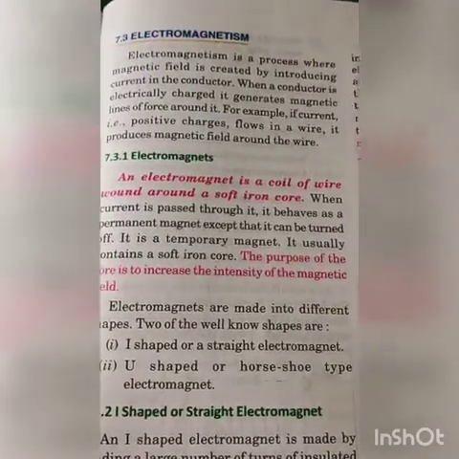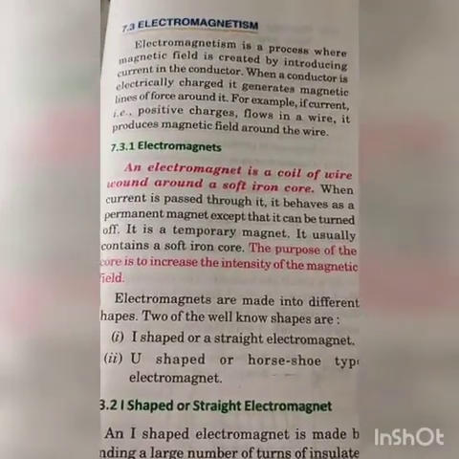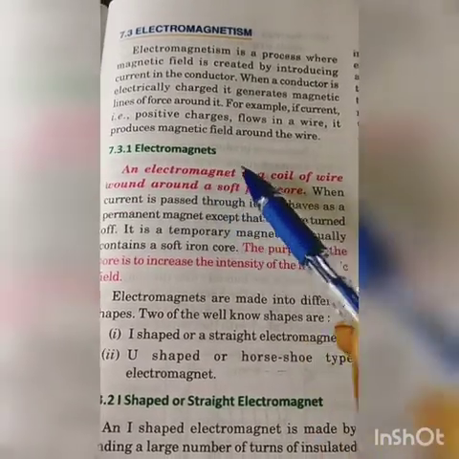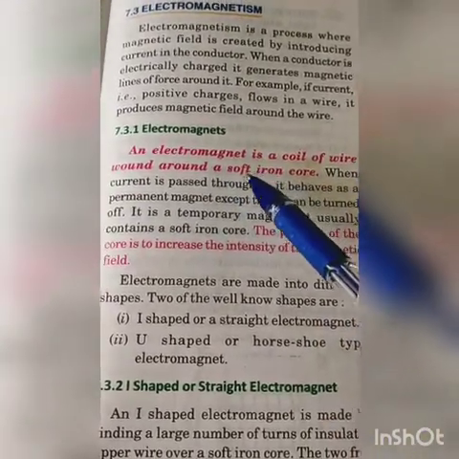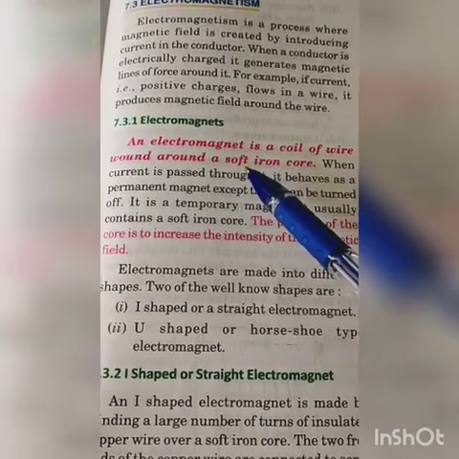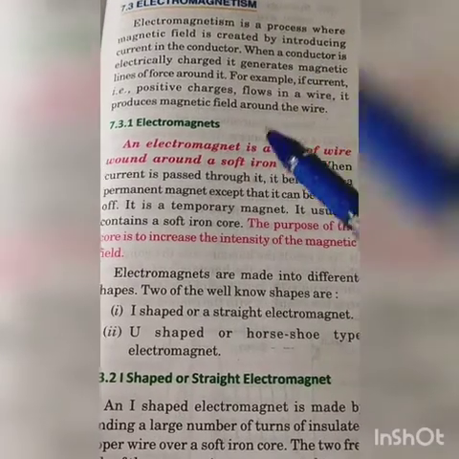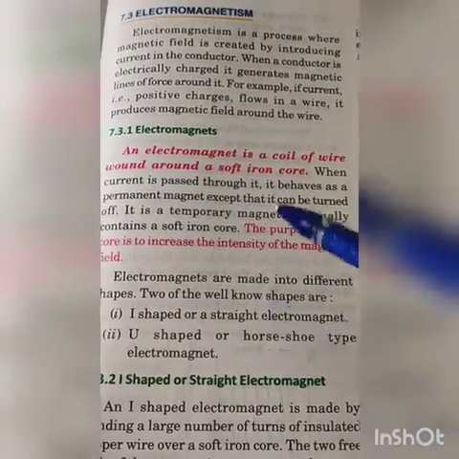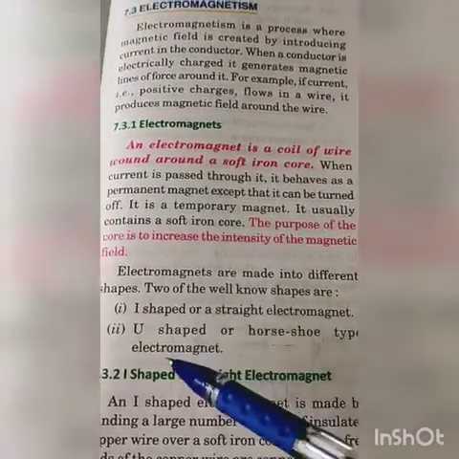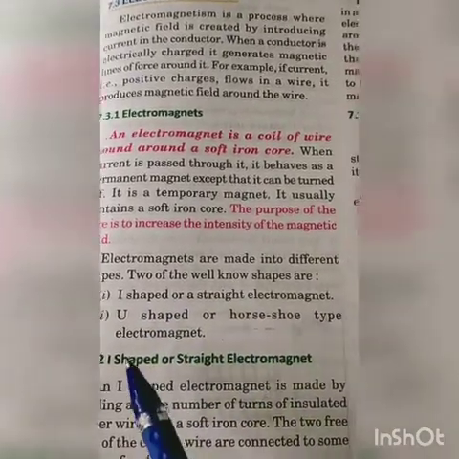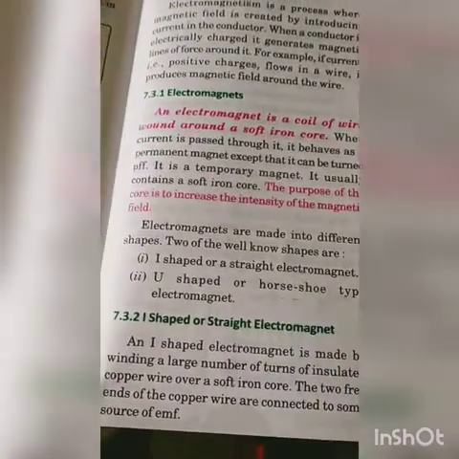Those are called electromagnets, which are produced by using electricity. So two types of magnet are there. One is bar shaped or I-shaped, you can say, and another is U-shaped or horseshoe type.